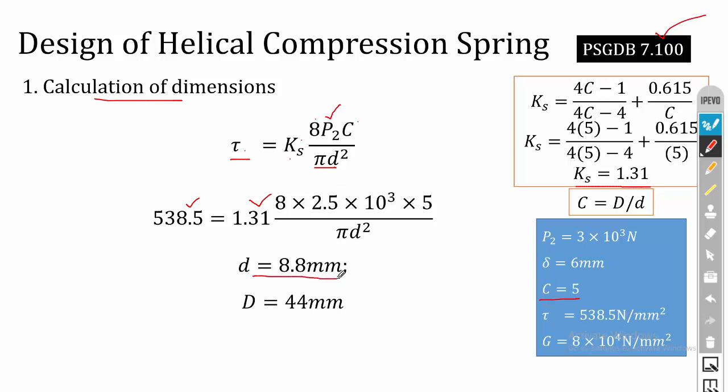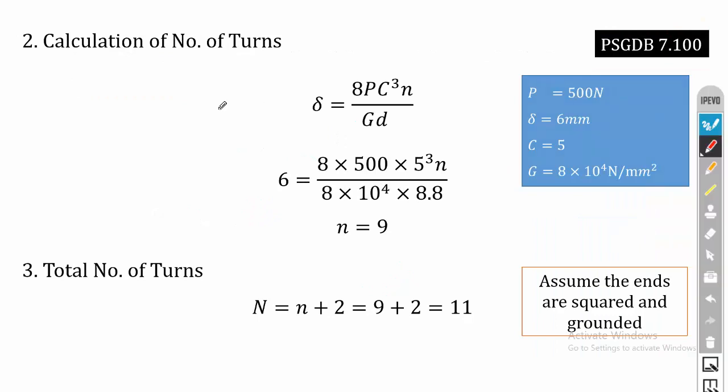The calculated diameter is equal to 8.8 mm, and we know that C is equal to D by d. So further, capital D can be calculated by using D is equal to C into d. Multiply the spring index with the wire diameter and calculate the coil diameter. Then the second step is calculation of the number of turns. So del is equal to 8 P C cube n divided by G d. Here you have to use the P value because the deflection 6 mm is only for this 500 Newton load range.